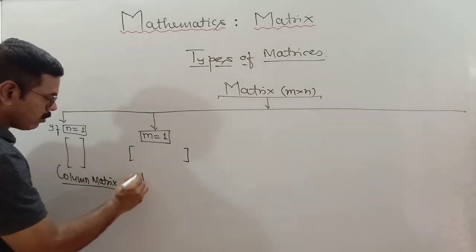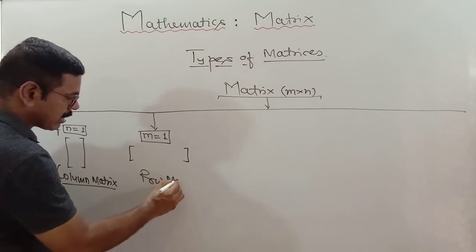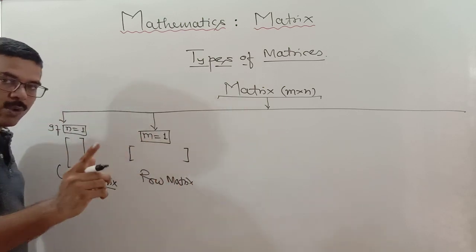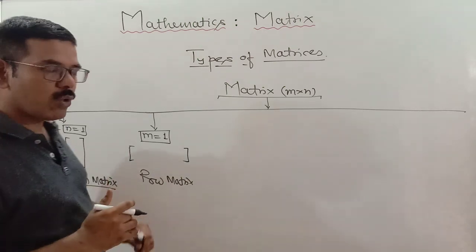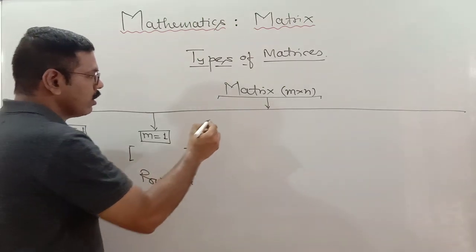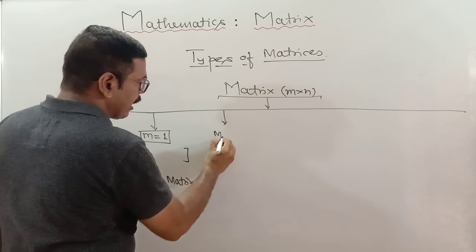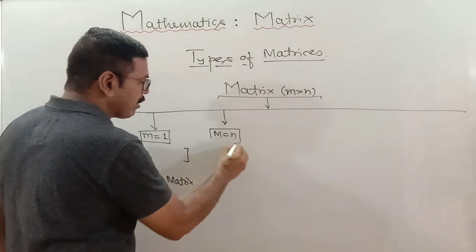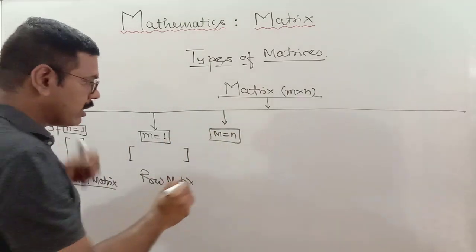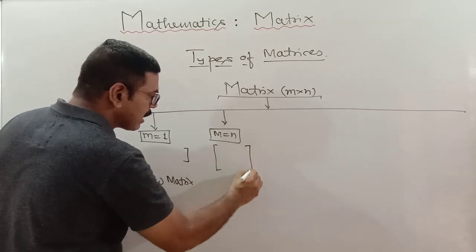Okay, so in this case it will be called a row matrix. A matrix that has only one row and many columns is called a row matrix. Is there any doubt? Now m may be equal to n, so in this case it will be like this.